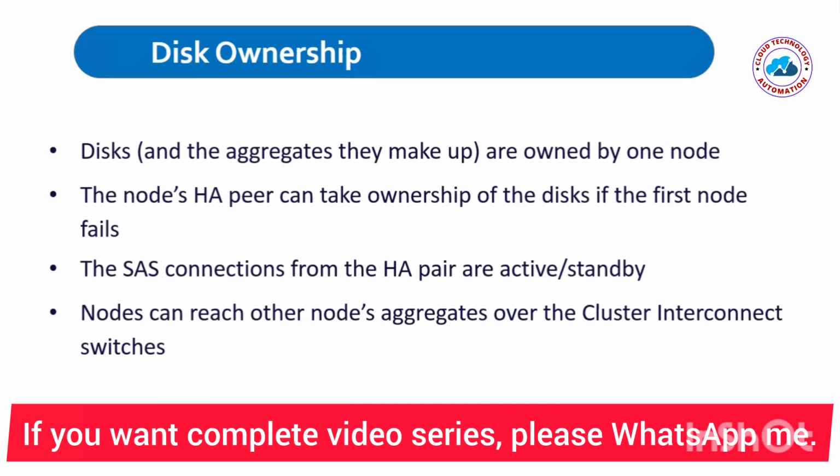So a node can reach the other node's aggregate over the cluster interconnect switch. When a node fails and keepalives are no longer sent to each other, the partner node will take over via the cluster switch.